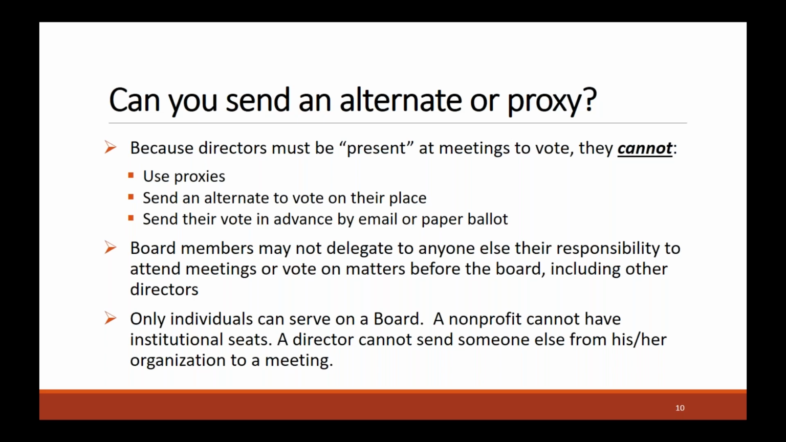It's also connected to the idea that you need to exercise your duty of care when you're voting. And so that includes listening to the viewpoints and to any new information that can arise during a meeting. If you send your vote in by advance, you're voting without the benefit of that additional information. So that's the idea here, with the prohibition on proxies or alternates.